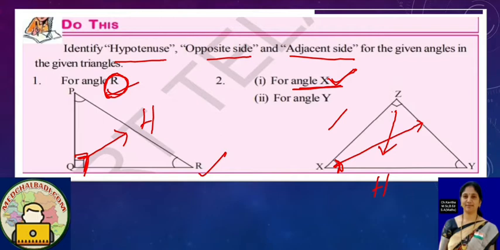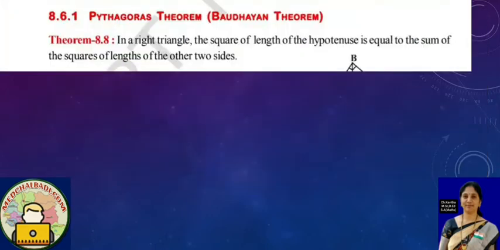Similarly, once again, take y as the angle, and you have to mention which side becomes opposite and which side becomes adjacent. So, based on the previous knowledge, you can do this. Okay. Now, we are going to discuss one important theorem that we already learned in similar triangles, that is the Pythagoras theorem or Baudhayana theorem. This is a very important theorem we are using in this first exercise.